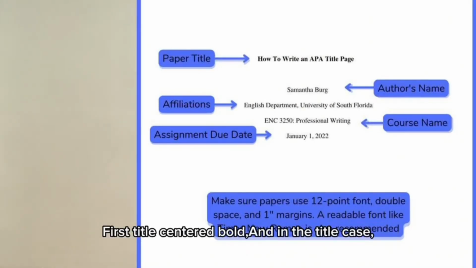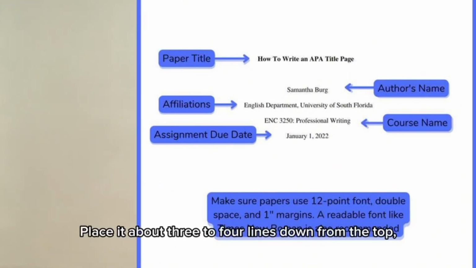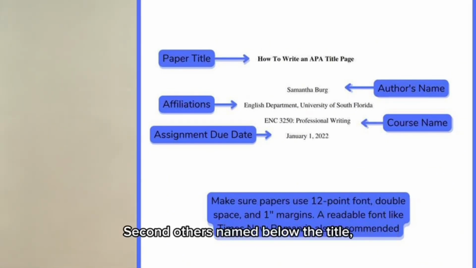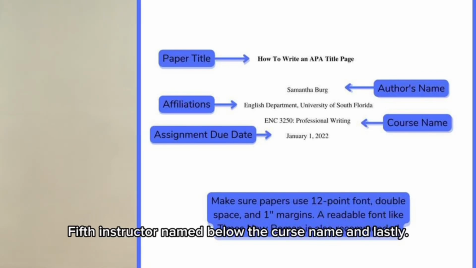First, title. Centered, bold, and in title case, place it about 3 to 4 lines down from the top. Second, author's name below the title. Third, affiliation below the author's name. Fourth, course name and number below the affiliation. Fifth, instructor name below the course name. And lastly, assignment due date.